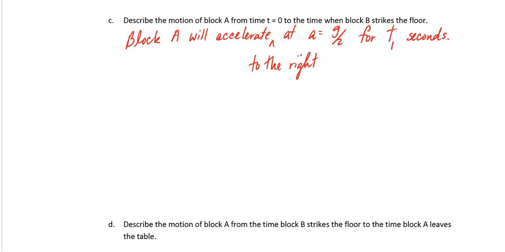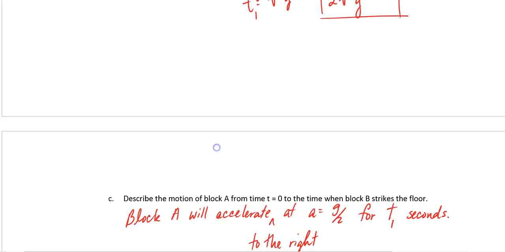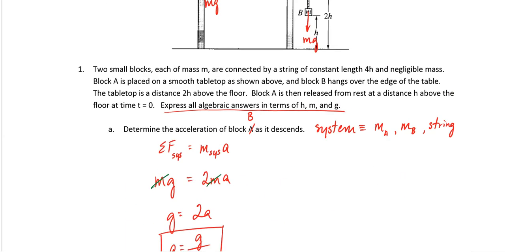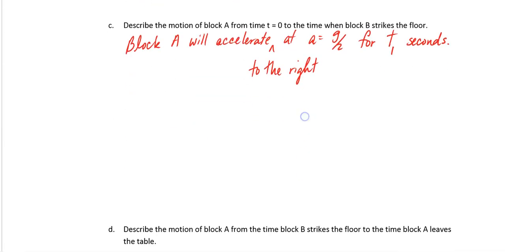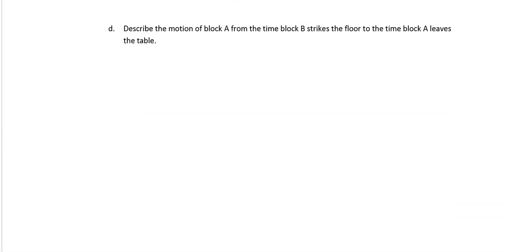All right. Then in D it says describe the motion of block A from the time B strikes the floor until the time that A leaves the table. Now, A will continue to move. In the problem at the top, here's some physics language here. It says that we're on a smooth tabletop. If they go out of their way to mention that it's smooth, that means that they're saying ignore friction. Friction is negligible. So block A will continue to move to the right, okay, but it won't be accelerating anymore, right? Because it won't have that external force from the weight of B to pull it.